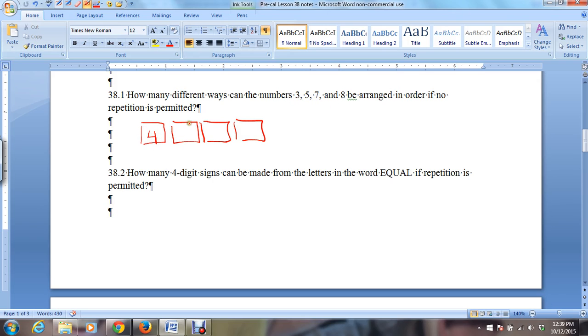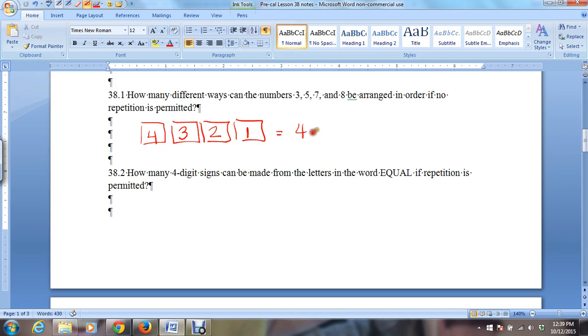For my second letter, since there's no repetition in this problem, I have to choose one of the other 3. So there's only 3 choices left. Then for my third letter, there's 2 choices left. And then for the final letter, final number, there's only 1 choice left.